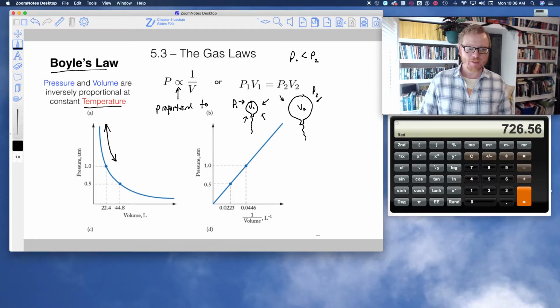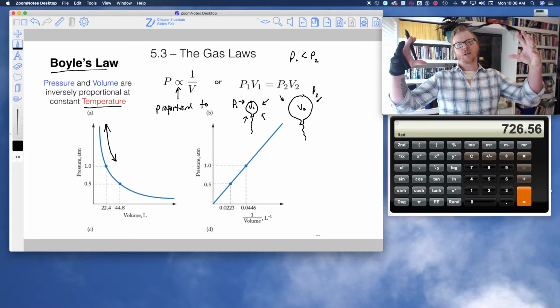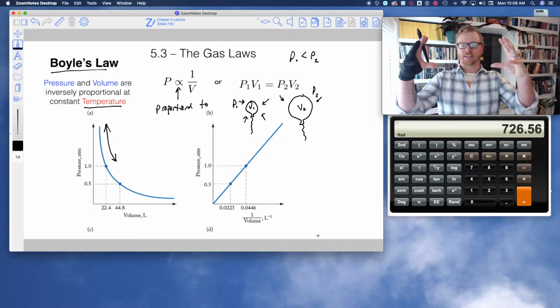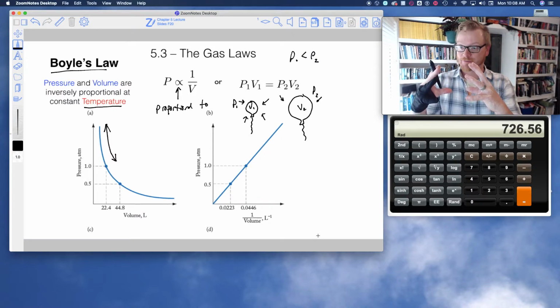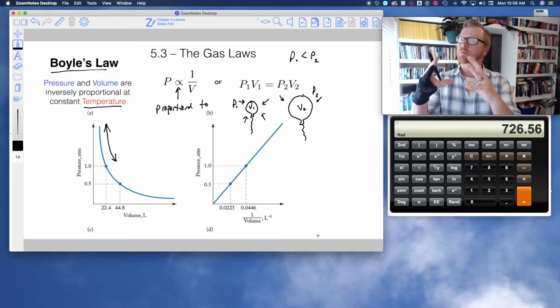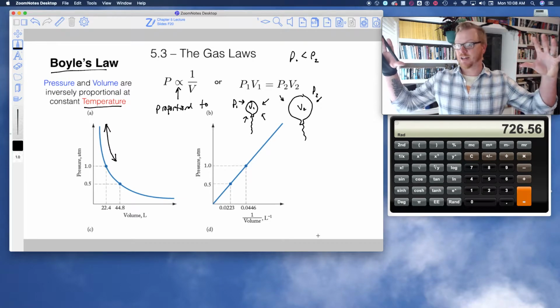Okay, so Boyle's Law: P and V are inversely proportional. If I squeeze on a sample of gas at constant temperature, its volume has to decrease. If I reduce the pressure around the volume at constant temperature, its volume has to increase.